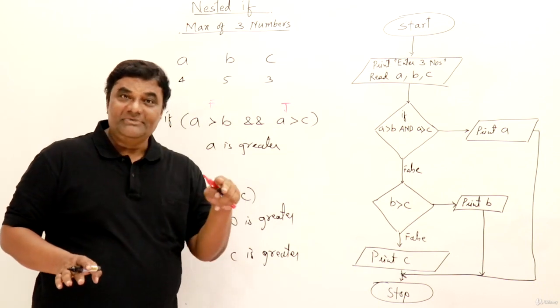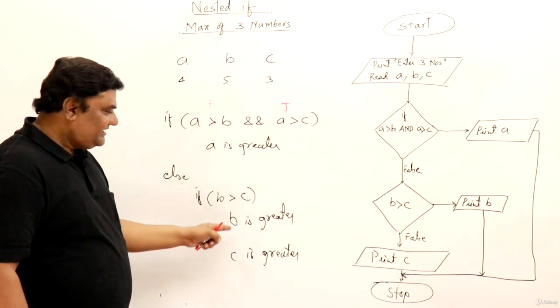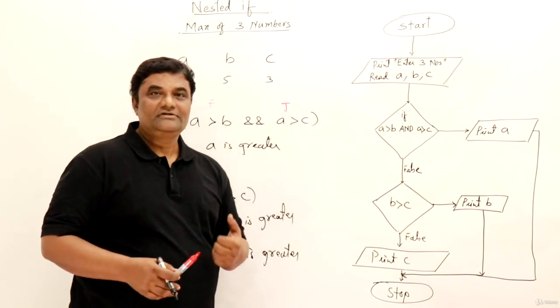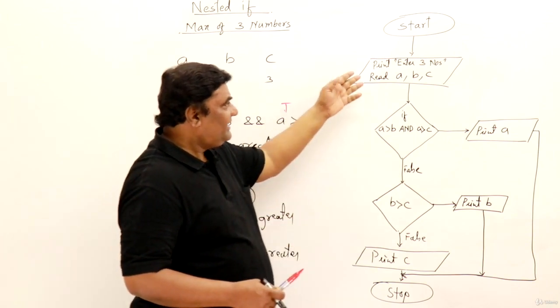So who is remaining? B and C. If B is greater than C, B is greater. Otherwise, C is greater. So this is how we can check the greatest of three numbers. So already I have a flowchart here.